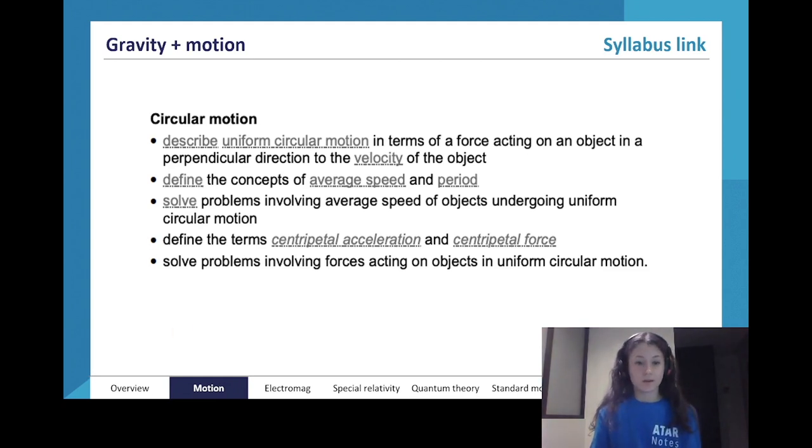The other thing, which I will get into when we get into the electromagnetism topic, is how you can actually remember the explain syllabus dot points. We'll get into that later.